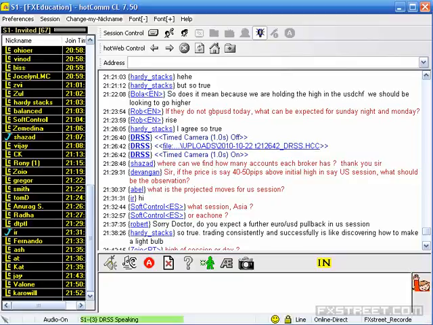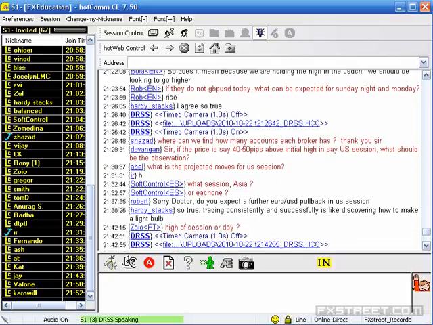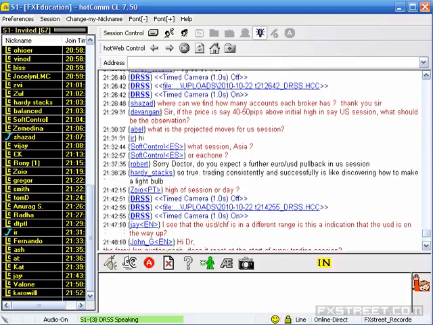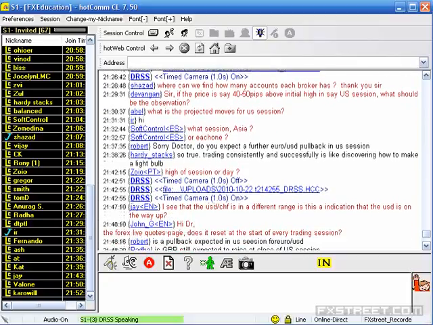If the price is, say, 40-50 pips above the initial high in, say, the US session, what should be the observation? So I explained that initial lows and highs are to be referred to in order to take positions. Then, what is the projected move for the US session? They are expected to rise. That's what my algorithm says, and I displayed it in the slide.